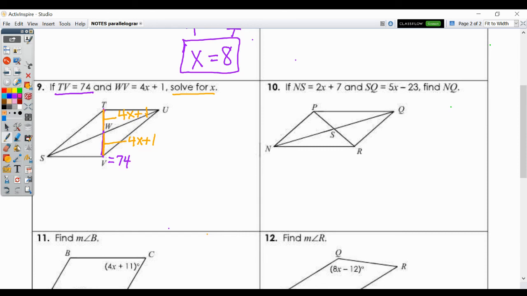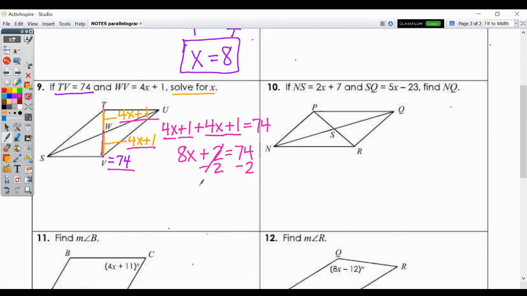So if I want to set up an equation that looks like that, I'm just going to write the first one, which is 4x plus 1, and I'm going to add it to this second half, which is also 4x plus 1. And the whole thing is supposed to equal 74. So then I combine like terms and solve. I have 4x plus 4x, which is 8x. 1 plus 1, which is 2, equals 74. Minus 2, minus 2. So I have 8x equals 72, divided by 8, divided by 8. X is going to equal 9.